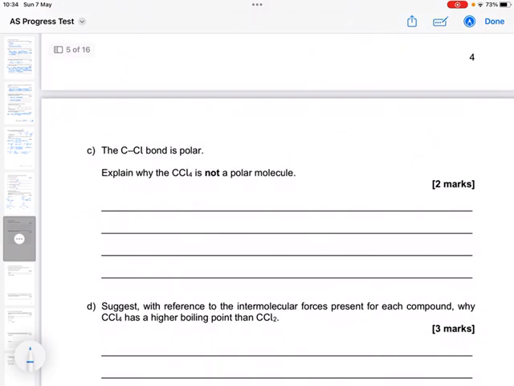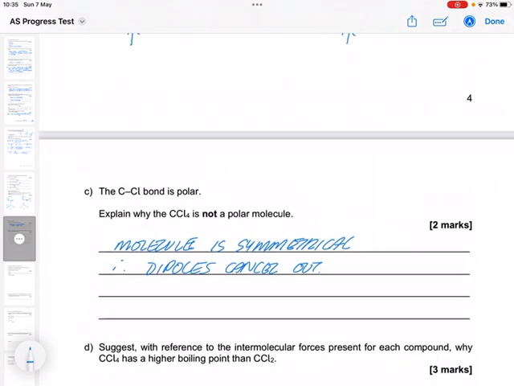Okay, C, the carbon-chlorine bond is polar. Explain why the carbon-chlorine is a non-polar molecule. Okay, so the tetrahedral shape means that the molecule is symmetrical. And therefore the dipoles cancel out. Okay, so we're not allowed to talk about polar bonds or dipole moments or partial charges. It's about the dipoles that cancel out.